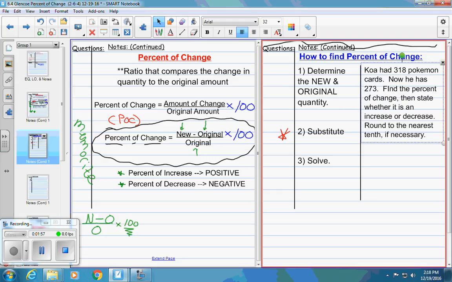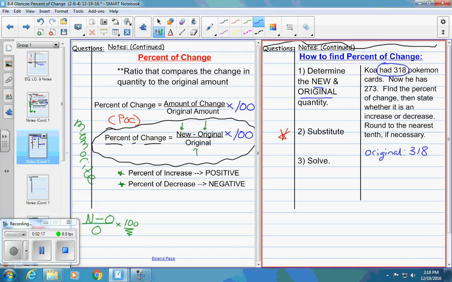Okay, welcome back. So step one is determine the new and the original quantity. Koa had 318. Is that the new amount or the original amount? Yeah, that's the original amount. He started with 318 of these wonderful Pokemon cards. What is the new amount that he has now? Yep, you're right. It's 273.